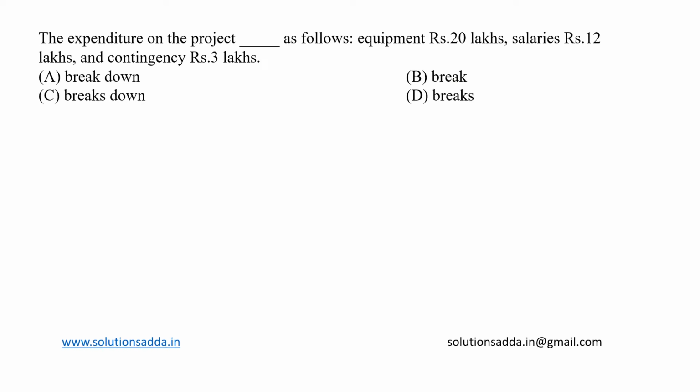This is a simple reasoning based question. They have given a fill in the blank type of sentence and we need to find the appropriate choice for this blank. The expenditure on the project dash as follows, and after that they have given 3 different divisions: equipments, salaries and contingency. So what they basically mean is there is an expenditure allotted for the project, which is then divided among 3 factors, which are equipment, salaries and contingency.